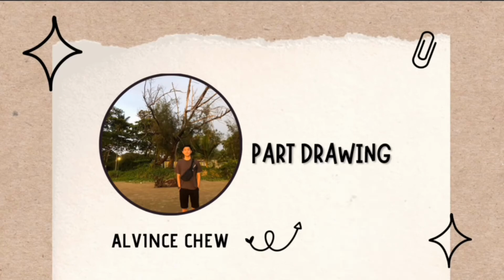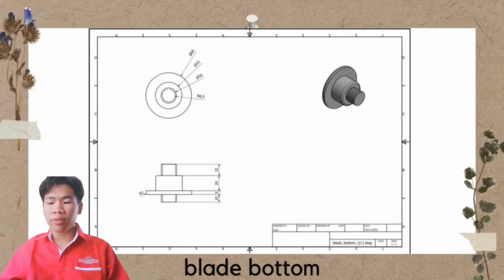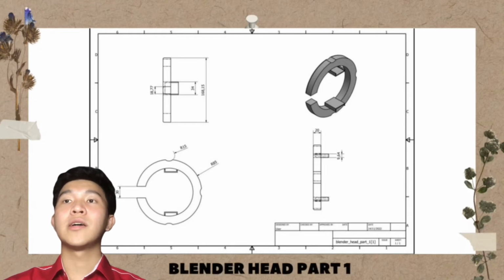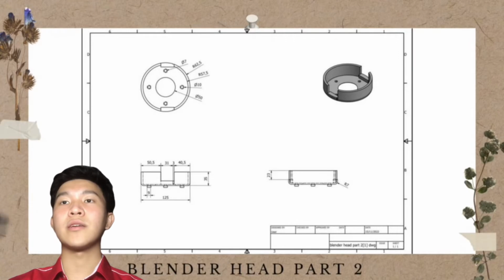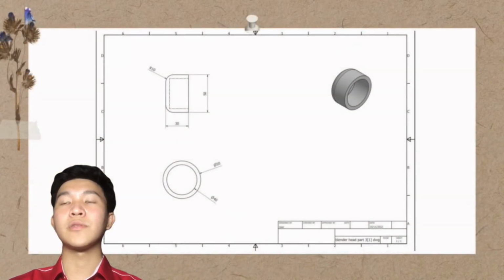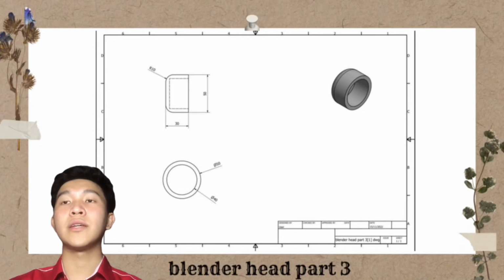And I will continue the presentation, which is the blade bottom. The blade bottom is the thing that spins the blade and also holds the blade body. There are 3 parts of the blender head on our blender. Each part has its own dimensions, and the blender head works as the closure to the top of the blender to prevent the food from splashing around when blending the food.